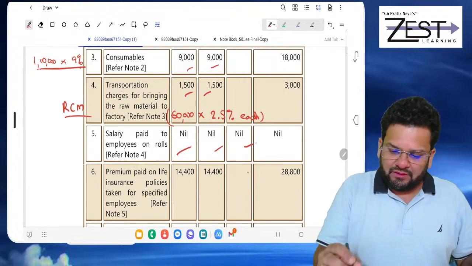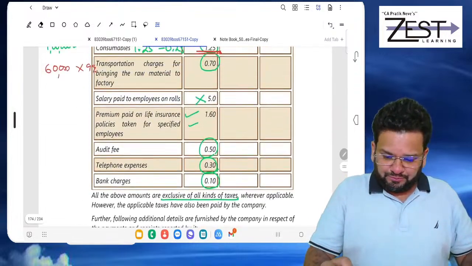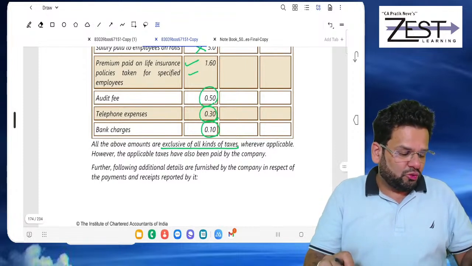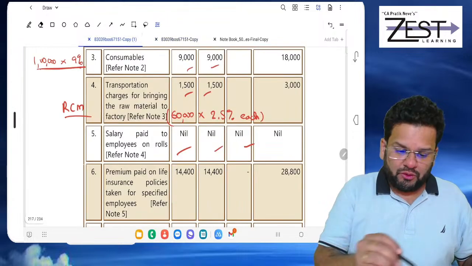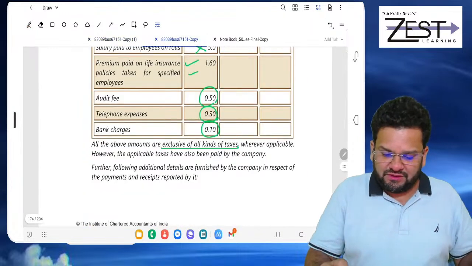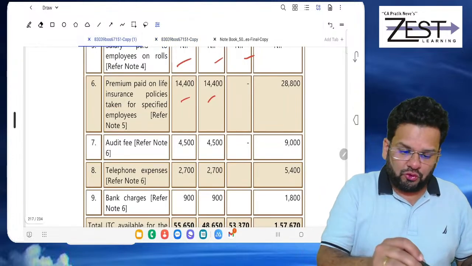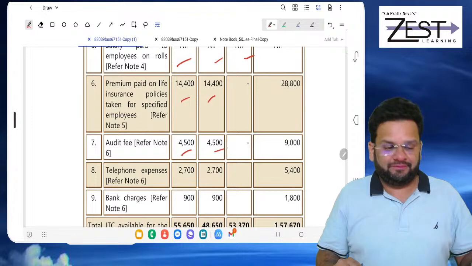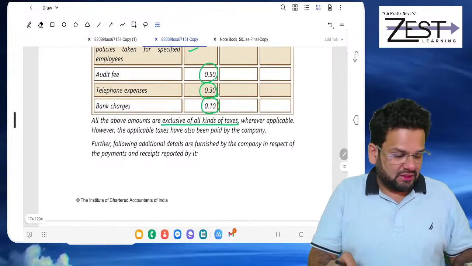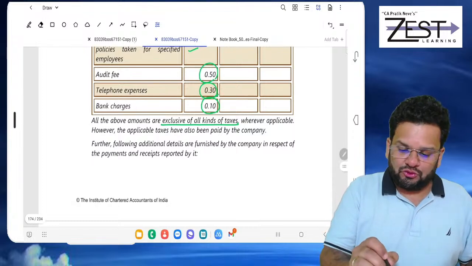On salary there will be no GST. Then next, life insurance premium. Can you do 1,60,000 into 9%? So you will get 14,400 of life insurance. Audit fees, 50,000 into 9%. So 4,500. Cakewalk. These things are cakewalk. Yes. Telephone expenses, 30,000. So 30,000 into 9%, 2,700.